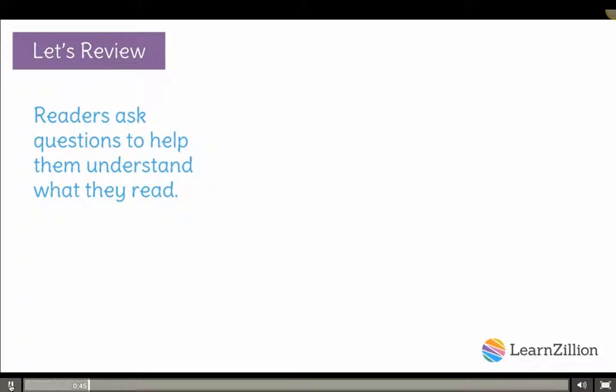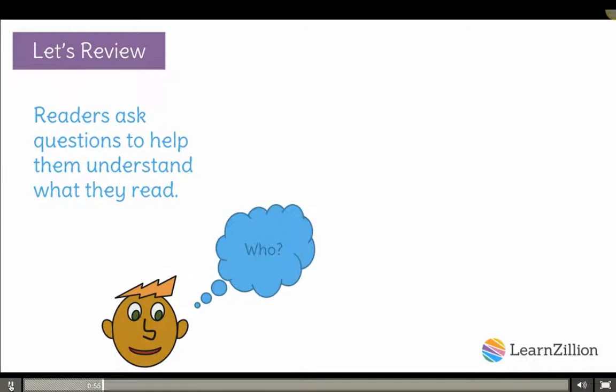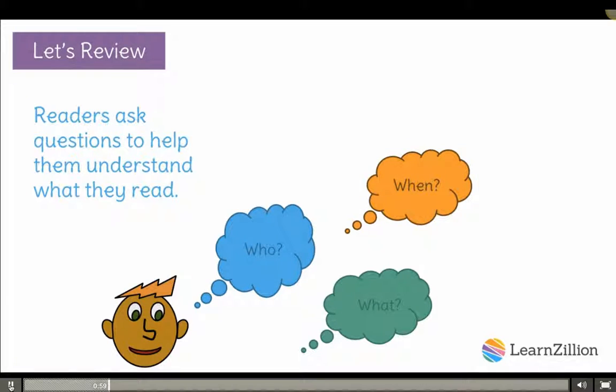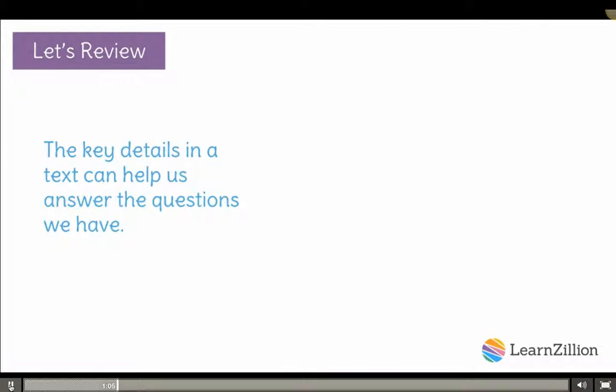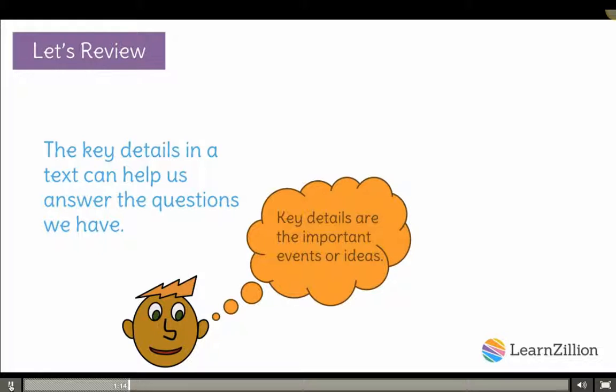You have learned that readers ask questions to help themselves understand what they read. As we read fiction, we think about the story and ask ourselves questions about the events that are occurring. We might ask who questions, what questions, when questions, where, why, or how questions. The key details, which are the important events or ideas in the story, help readers to answer the questions we have.